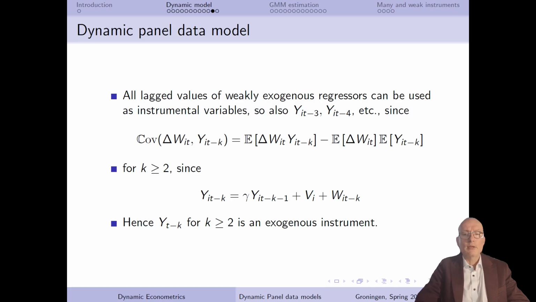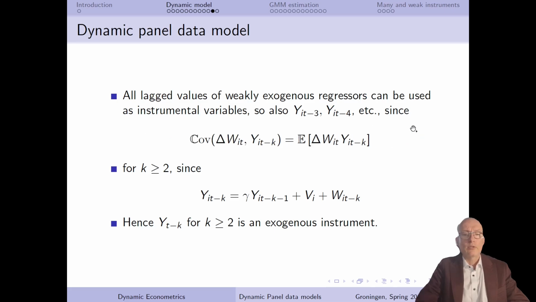Now we should realize that this second term should be equal to 0, because the mean of Δw_it is nothing else than the mean of w_it minus the mean of w_{it-1}. Both of them are equal to 0, which implies that this term is equal to 0. So we can also write it in this format. Then we can write this as the mean of (w_it − w_{it-1}) multiplied by y_{it-k}, which is equal to the mean of w_it y_{it-k} minus the mean of w_{it-1} y_{it-k}.